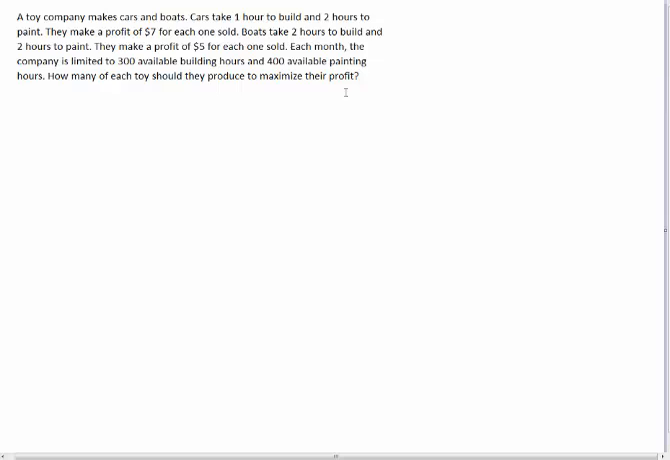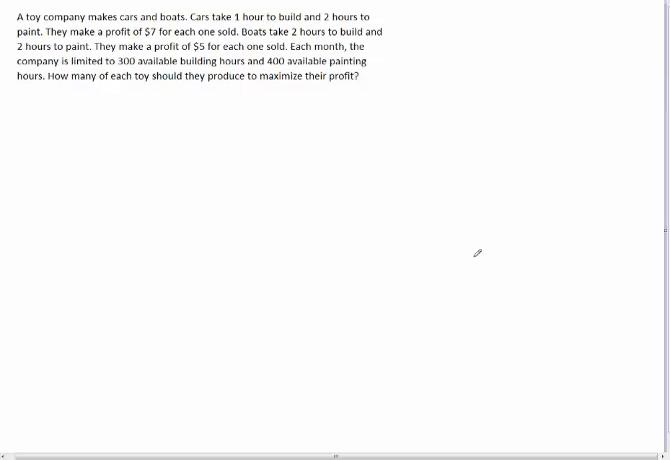So I'm going to do a simple example of a linear programming problem, just to go through the steps of the process and what we want each of these problems to look like. Here's a scenario. A toy company makes cars and boats. Cars take an hour to build and 2 hours to paint, and each one that gets sold makes a profit of $7. Boats take 2 hours to build and 2 hours to paint. They make a profit of $5 for each one sold each month. The company is limited to 300 available building hours and 400 available painting hours. How many of each toy should they produce to maximize their profit?